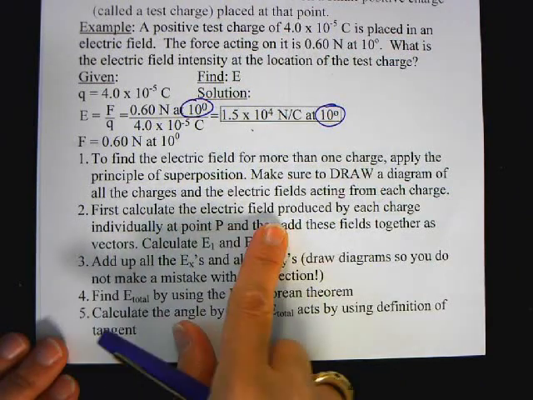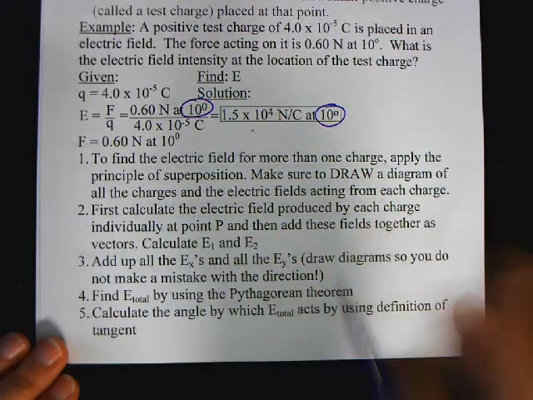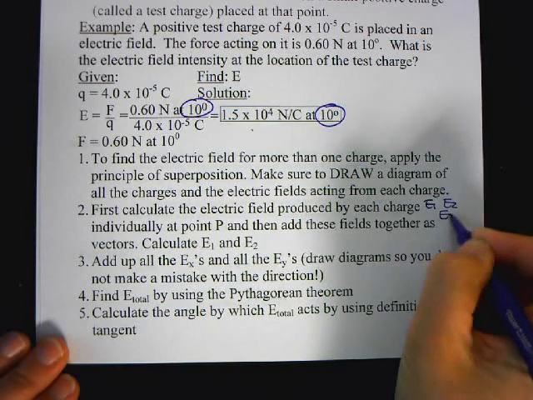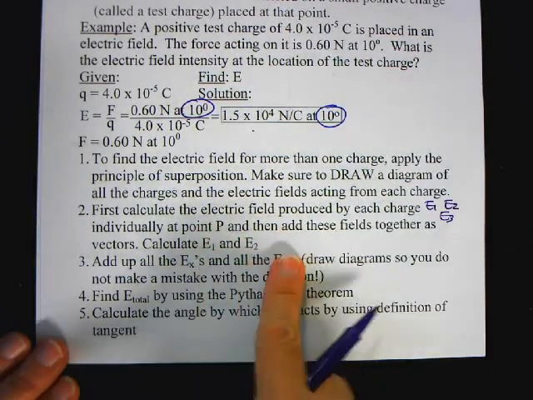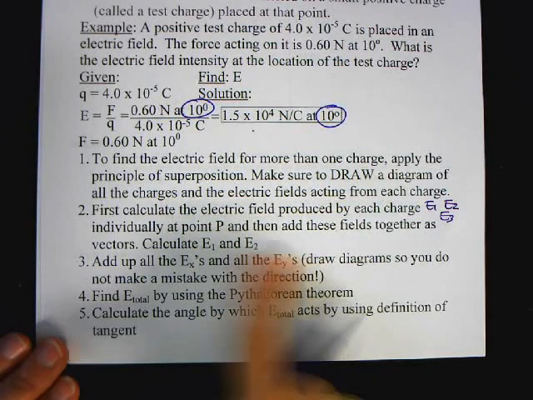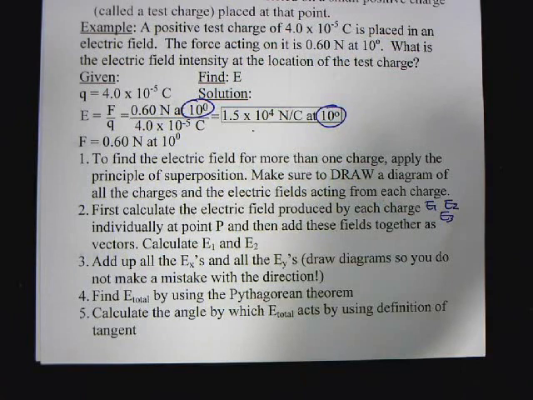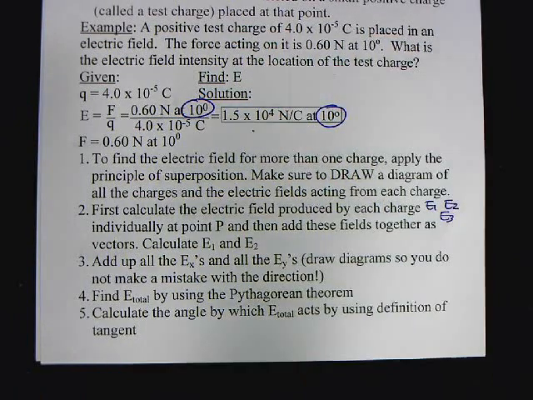And we're going to add it up. First, calculate the electric field produced by each charge. So you're going to have, let's say, E1, E2, and E3. Then, if there's only two, you would add them head to tail and find the resultant. If you have three, you would find the x and y components, add up all the x's, all the y's, and then find the resultant just like we did before. So you can apply the principle of superposition to many different things, and it's just math.